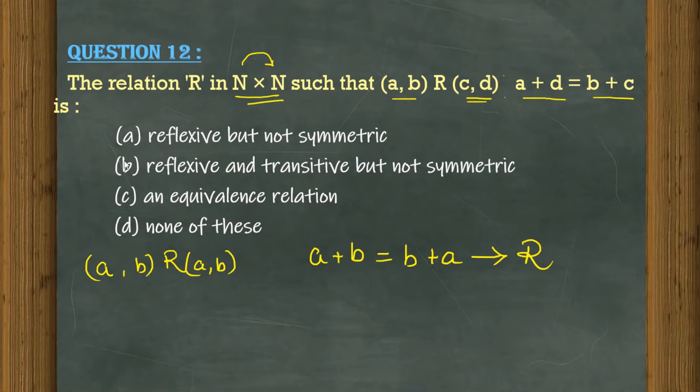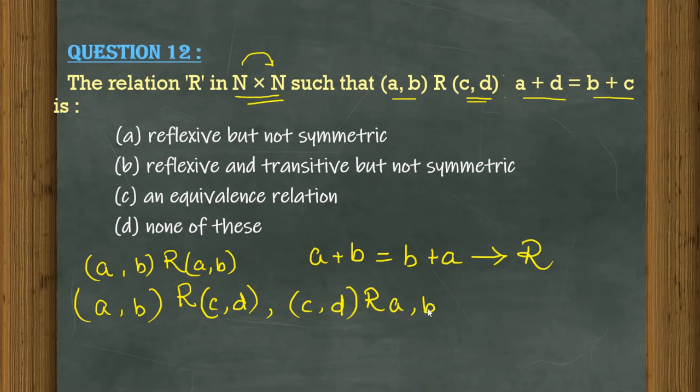And next case is symmetric. In symmetric, if (a, b) is in relation with (c, d), then (c, d) must be in relation with (a, b). So, in the first case, a plus d equals b plus c. And in the second case, c plus b equals d plus a. So, both the equations are correct. So, it is symmetric also.